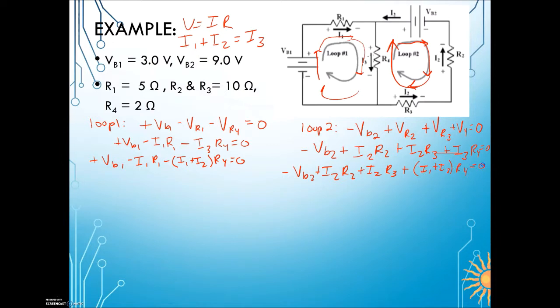All right, now I'm going to start putting numbers in. We said that VB1 was 3 volts. I1 I don't know, but I do know that R1 has a value of 5.